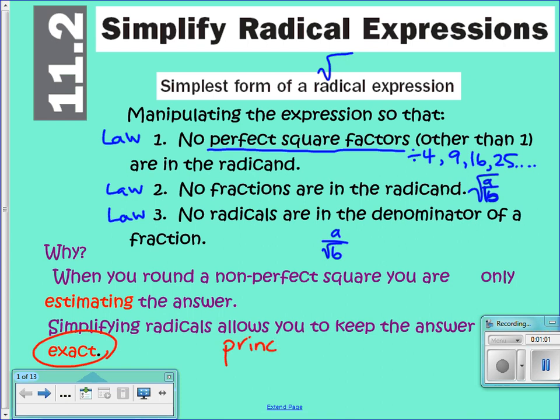In chapter 11, we are only considering the principal or the positive root. Now the square root of 16 just equals 4. It doesn't equal positive or negative 4 until we get to 11.5. So right now the positive root is the only one that matters.